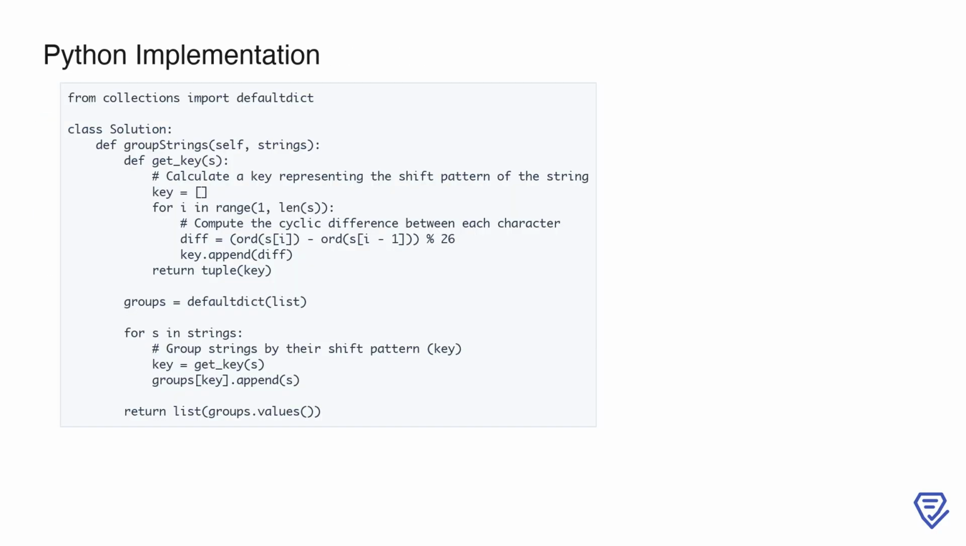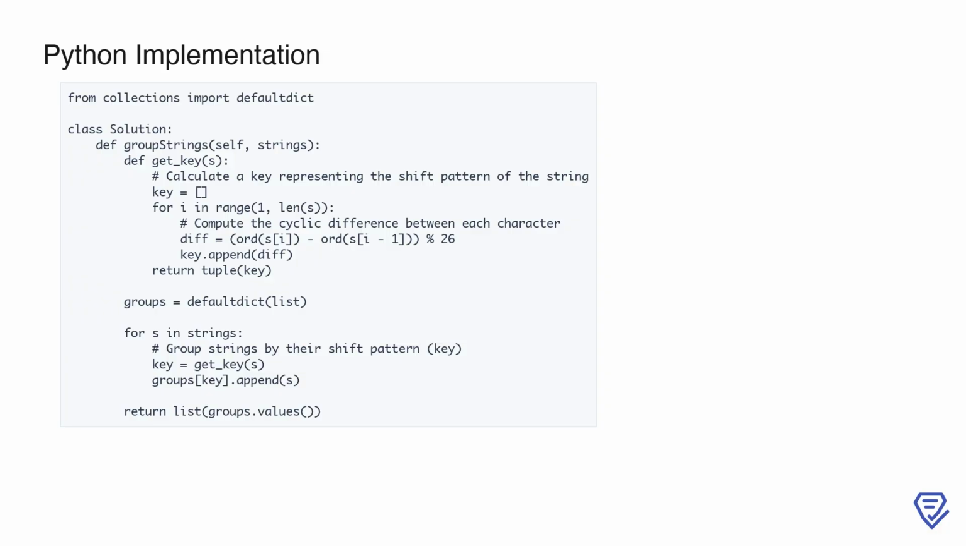The problem requires us to group strings that are shift equivalent. Two strings are shift equivalent if, for each character in one string, the corresponding character in the other string is shifted by the same number of positions cyclically within the alphabet. The solution starts by defining a helper function get_key, which calculates a unique key for each string based on its shift pattern. The key is computed as a tuple of differences between consecutive characters in the string. These differences are taken modulo 26 to account for cyclic shifts within the alphabet.